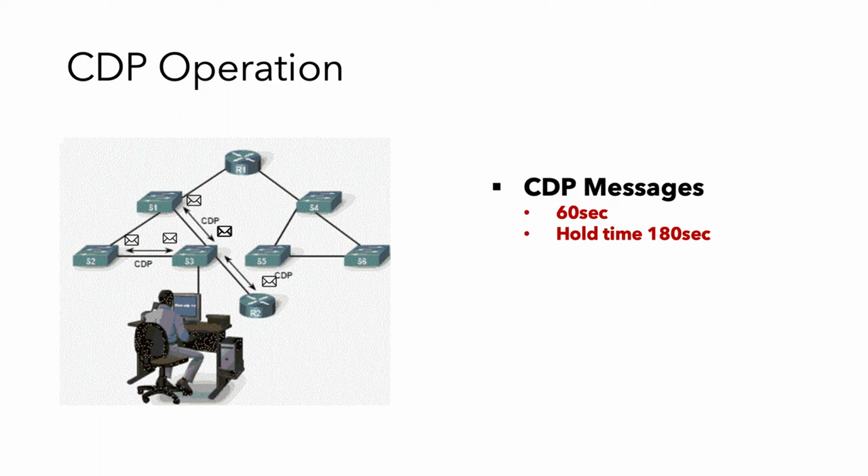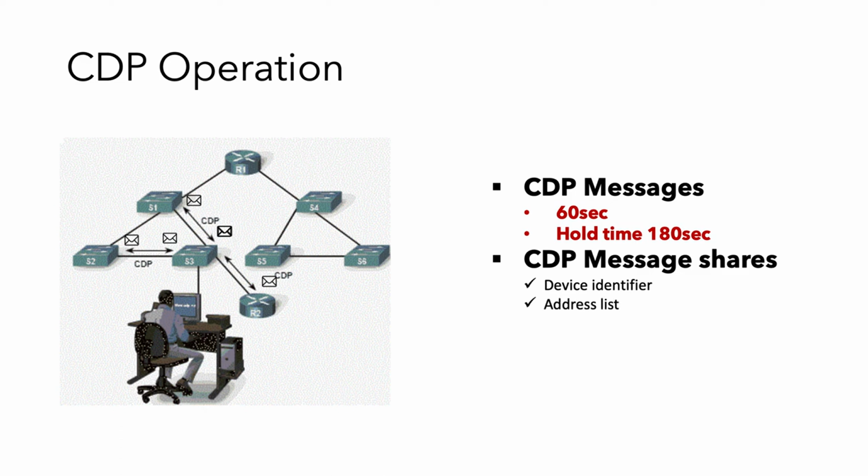These CDP messages share some useful details about the node, such as device identifier, which typically includes a host name; address list, which typically includes network and data link addresses; port identifier, which is nothing but interface details; capabilities list, which is the type of device; and platform, which includes the model and OS of the device.